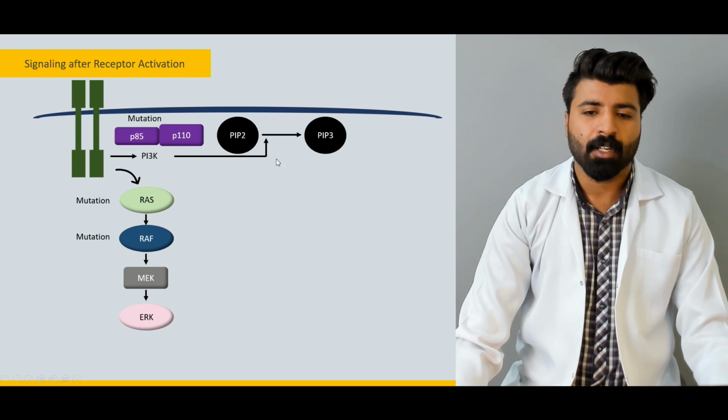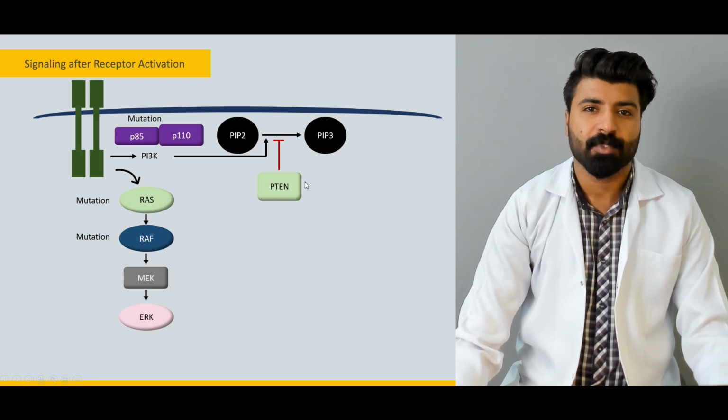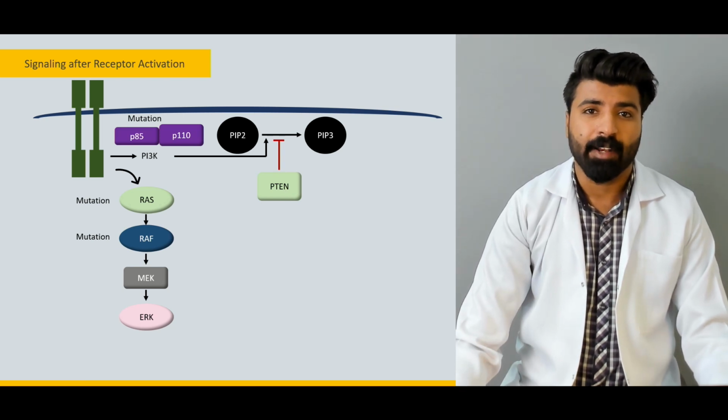PI3K helps in converting the diphosphate group to a triphosphate group. What other structure or ligand helps us, or what other system helps us in getting this desired effect? It's called PTEN. That's how you have to remember it. It's actually the name of it, PTEN. It acts on it and helps the conversion of PIP2 to PIP3, diphosphate to triphosphate.